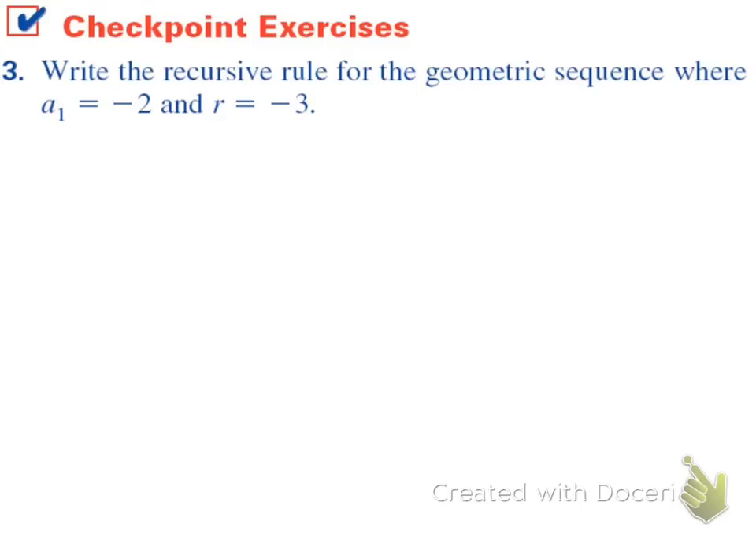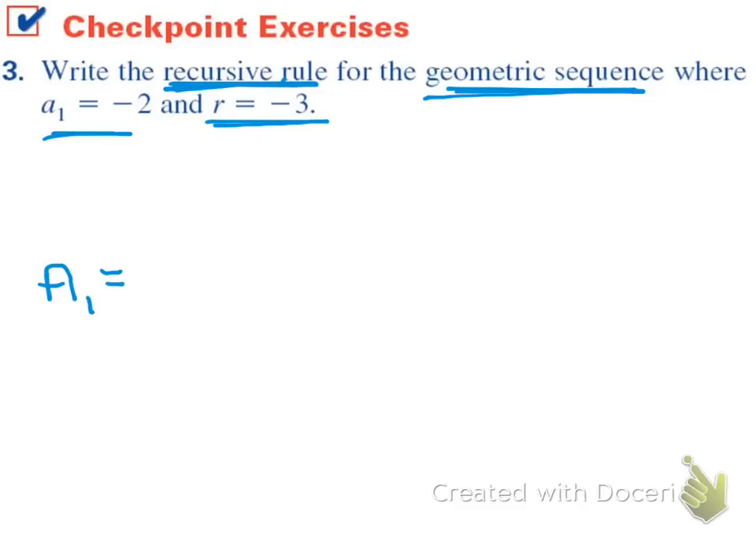All right. Pause the video, give this checkpoint a try. Again, you're going to write a recursive rule, this time for a geometric sequence where you've been given the first term and you've been given the rate. So write the rule as a recursive rule for a geometric sequence. Alright, hopefully you've paused the video and given this a try. You should have written the rule as the first term was equal to -2, and then every term after the first term was found by taking the rate, -3, and multiplying it times the previous term.